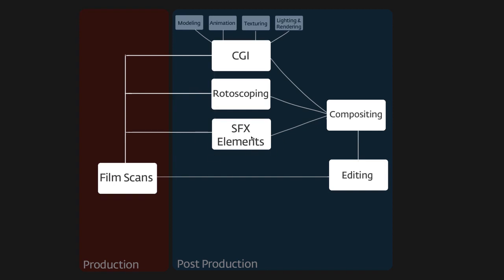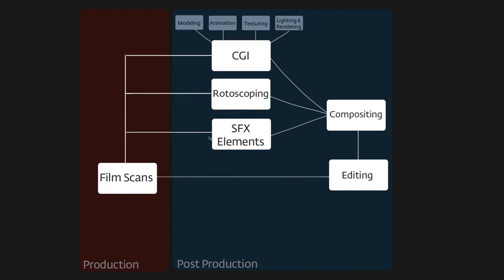Special effects elements, as we talked about earlier, are things like explosions or puppeteering or prosthetics. They are effects that exist in the real world which are captured in camera. Now, these elements here are generally used as an asset for compositors.